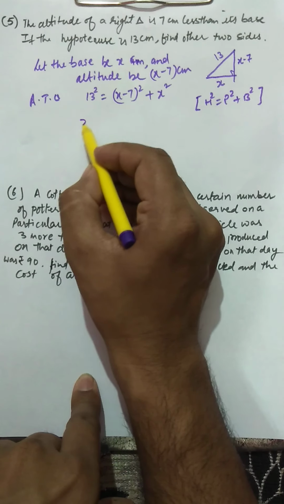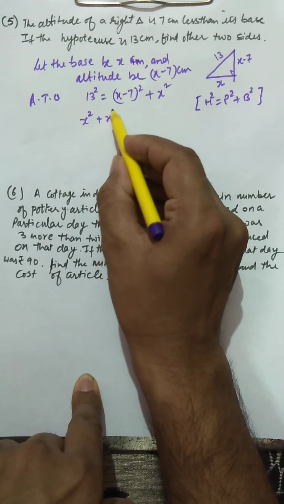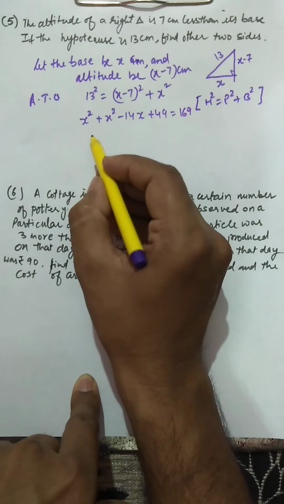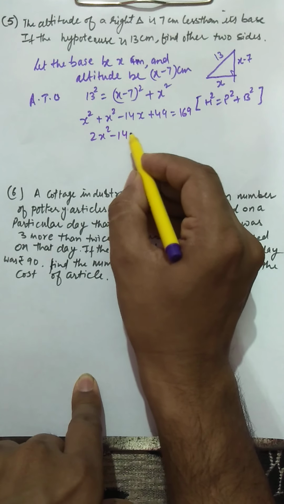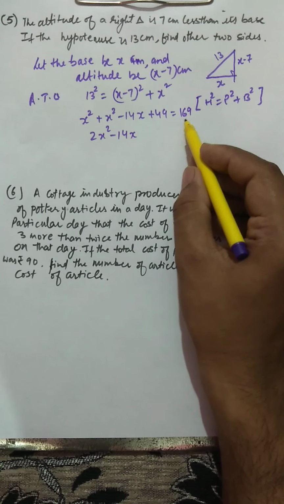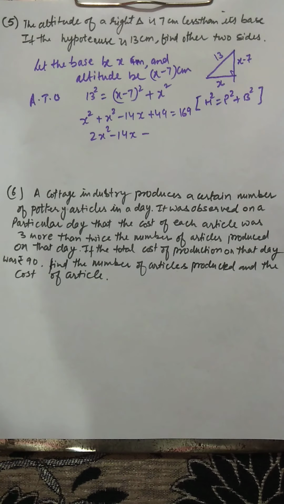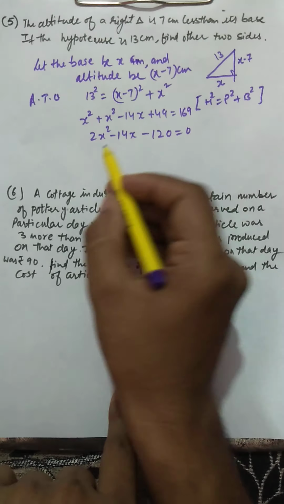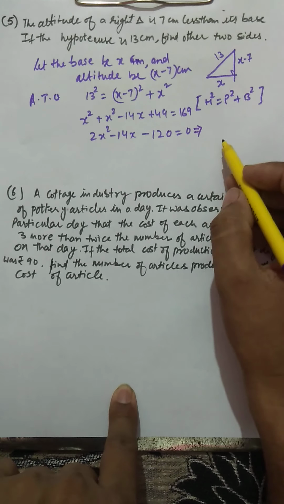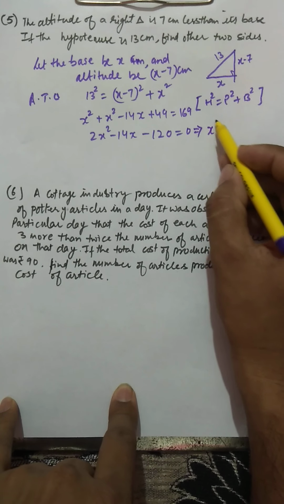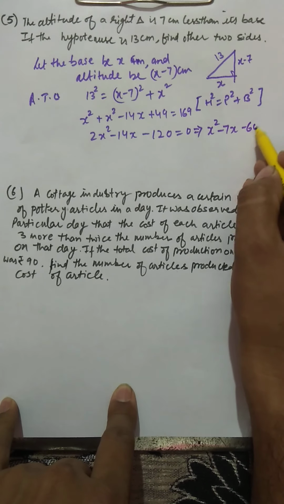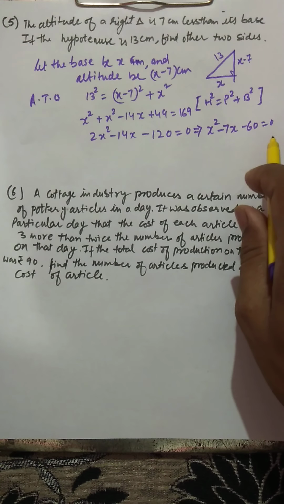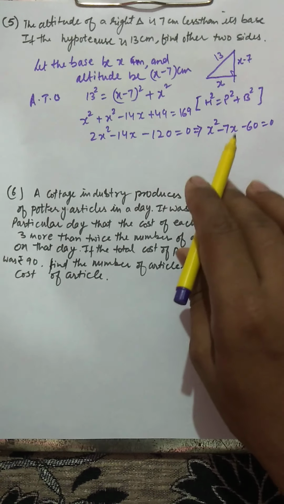So we'll simplify this. So it will become x square plus x square minus 14x plus 49, this is equal to 169. So this becomes 2x square minus 14x, and you bring this side, so it will be minus 169. So this will be minus 120, equal to 0. So 2 can be taken common. So better you always take common, then you do the splitting method. So this will become x square minus 7x minus 60 equal to 0. This time I have not shown you that 2 is taken common and brought it down to 0, so you can just do it yourself this time.